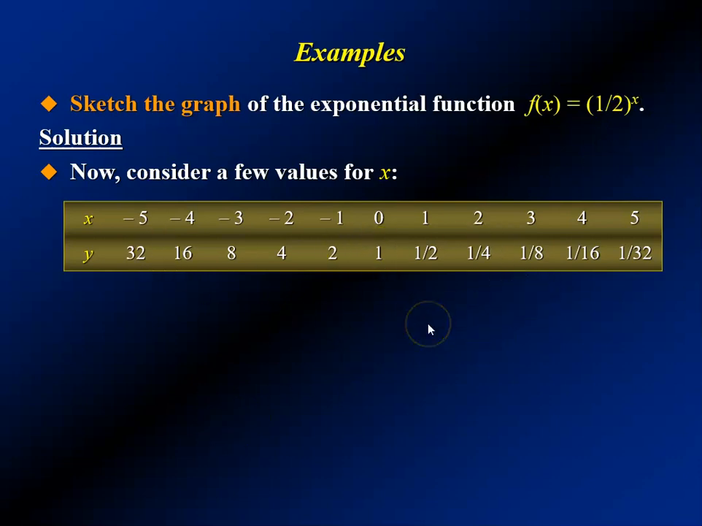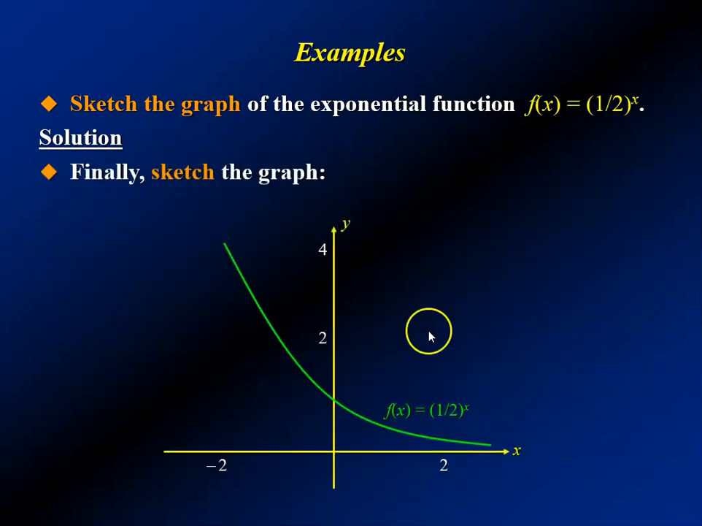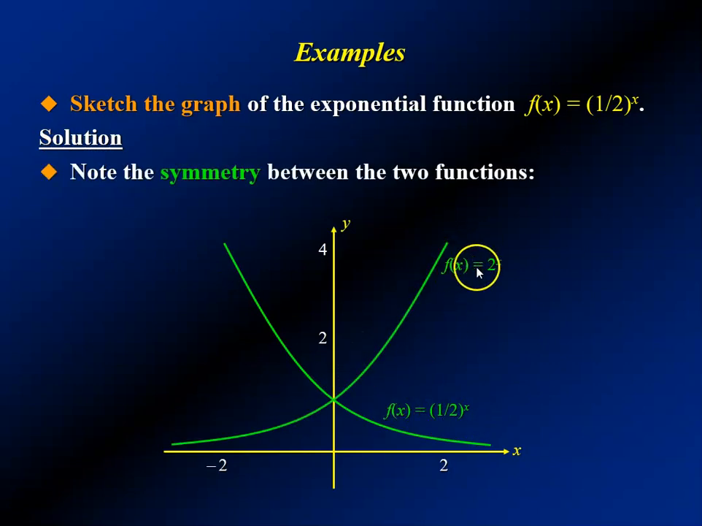So what is the graph now? We just compare the two graphs. This is the graph of the exponential function f of x is equal to 1 over 2 to the power of x, and the other one is f of x is equal to 2 to the power of x.